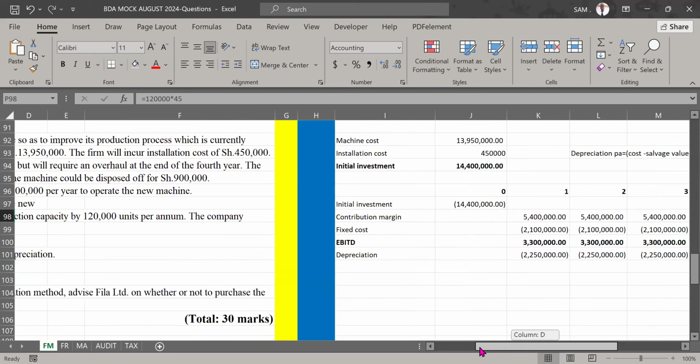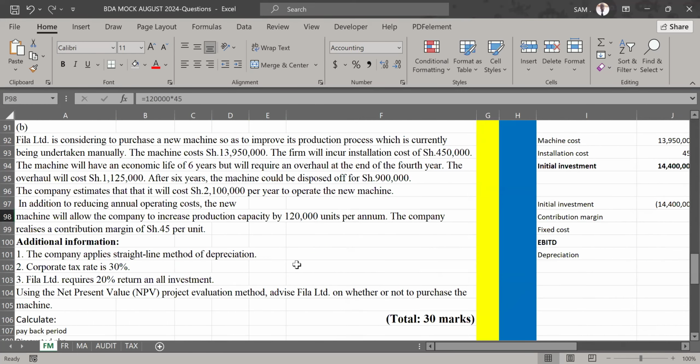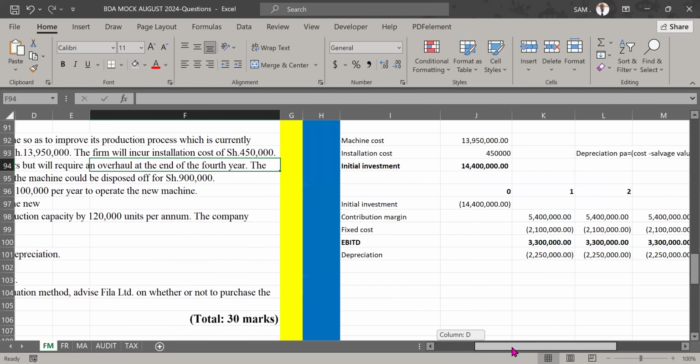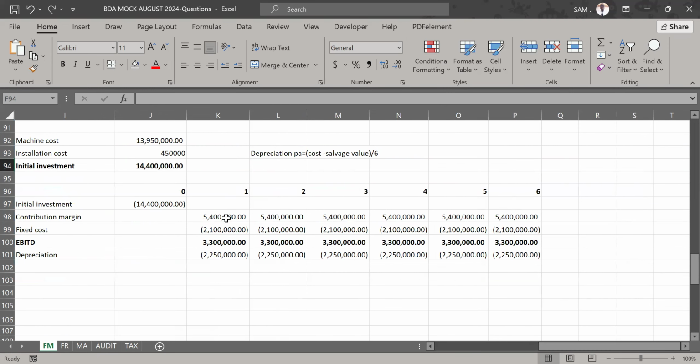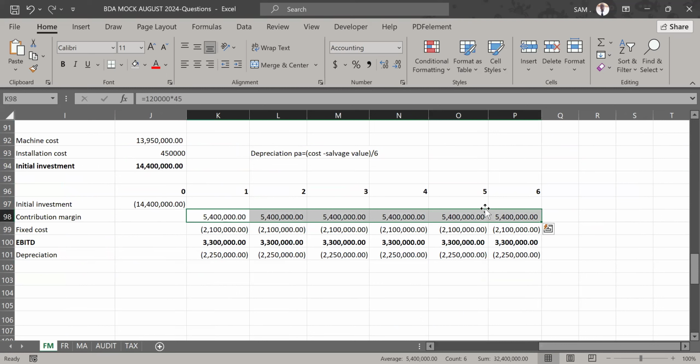Why is it constant? Because we've not been given any changes in expected contribution. This production capacity increase of 120,000 per annum, we've not been told if there will be any variations in the future for the life of the project, for the life of the machine, the 6 years. Because they expect to do an overhaul at the end of year 4, they expect that the machine will maintain the production capacity increase of 120,000 across the whole of the 6 years. So that's why we also maintain the contribution margin to be the same 5.4 million for the 6 years. I hope we get that.